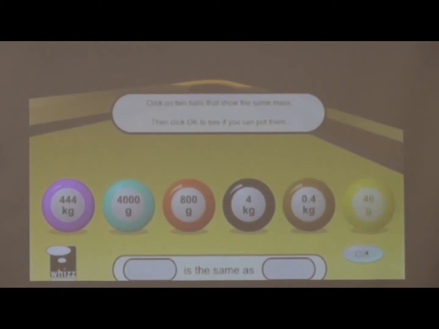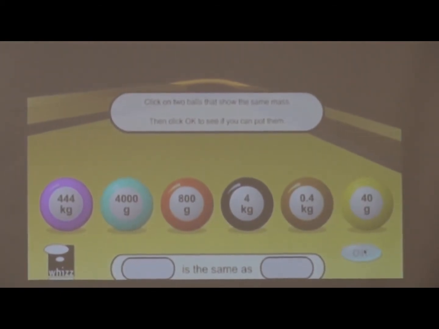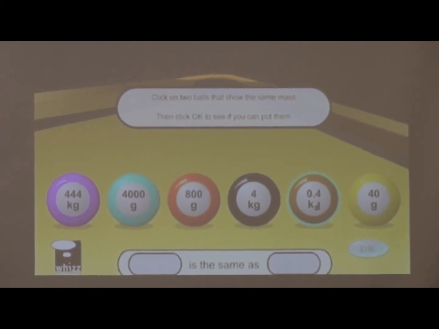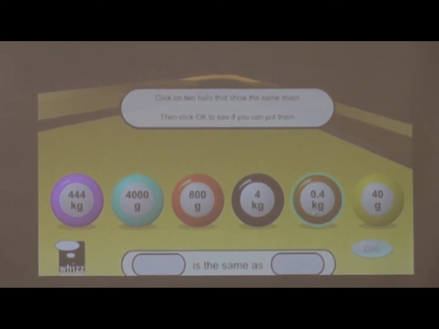And all they've done is go into QuickTime and do a screen capture while they've been working. Immediately, 0.4 kg stands out to me. So I'll start with that.